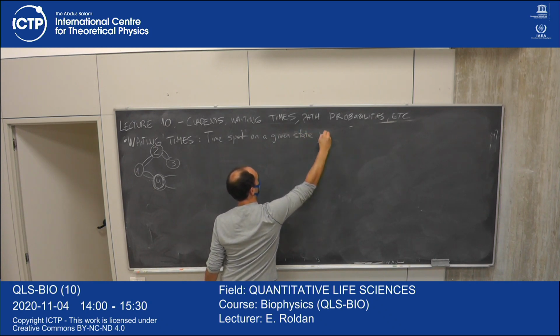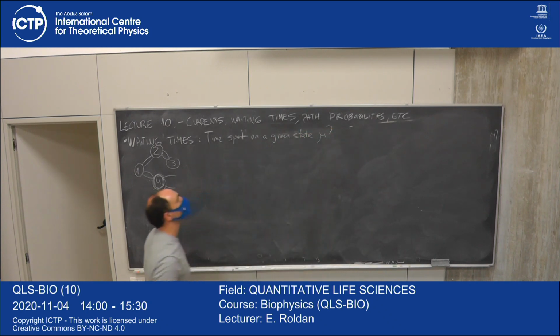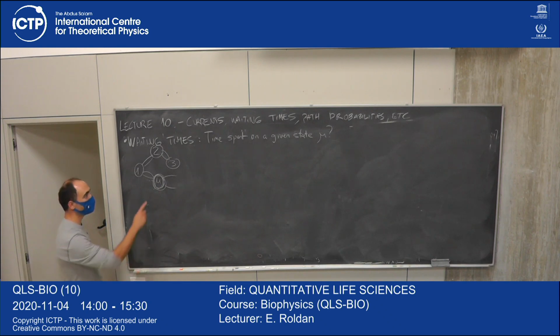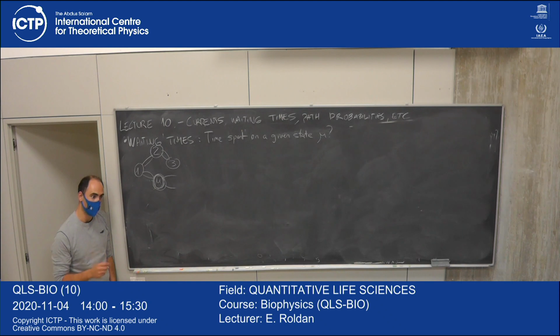For example, mu. Imagine I'm jumping between these states, and then I arrive at mu. Since I arrive in mu, I start a clock and I wait. I count the time until I leave the state mu. The question is, what is the distribution of this time?